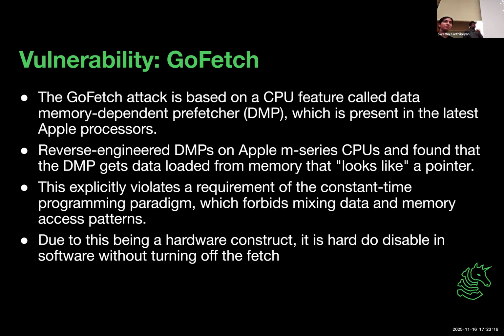They figured this out by reverse engineering Apple's DMP implementation. This was actually discovered before by another group. I forget their name, but they couldn't prove that it was useful enough to actually be a vulnerability. So the GoFetch team proved that you could extract the RSA keys from the CPU using this method.